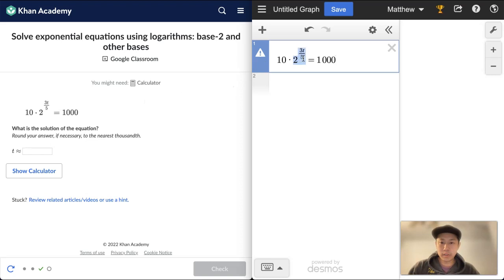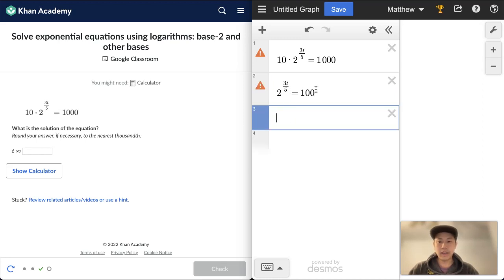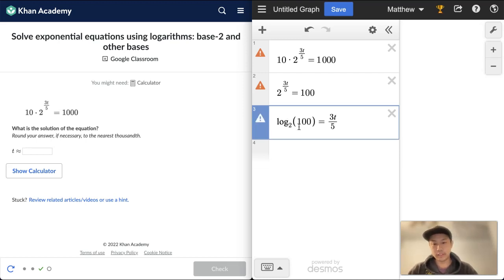We have our exponential term here. Let's isolate that first. I'm going to divide both sides by 10. So divide both sides by 10, we should get 100 on the right side. 1,000 divided by 10 is 100, right? And then we can do the same thing. I can convert from exponential form to log form. So I have a base 2 again. Log base 2 of 100 equals 3t over 5. That's what we're looking for.